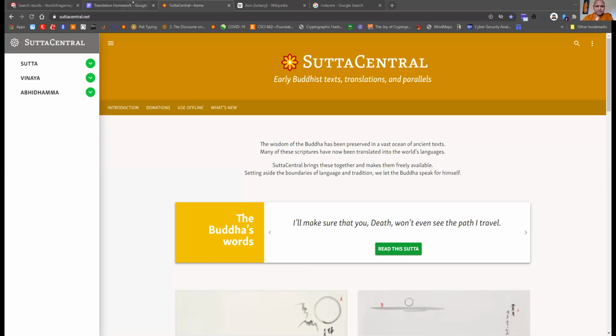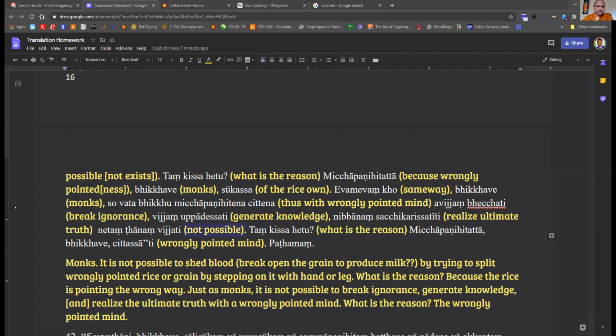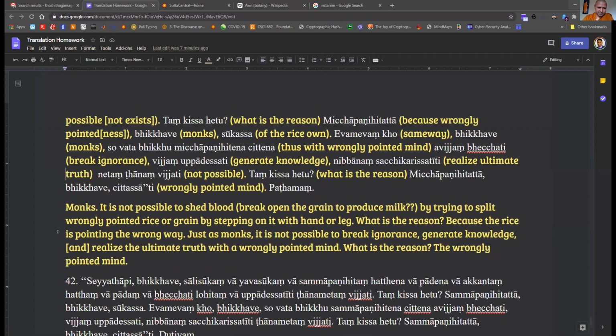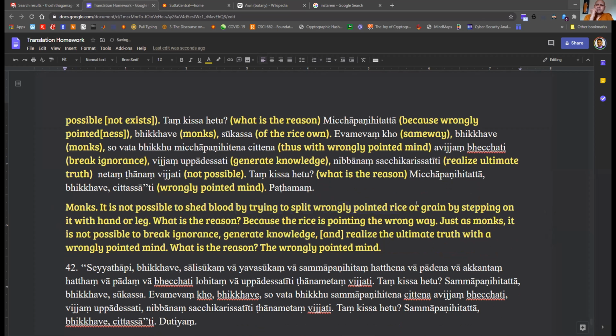So that's what I did as far as translation is concerned. I think I still have to correct a few things, but for the most part it seems good enough. I got the idea, maybe. I have to correct a few things here. Obviously, it's not possible to shed blood. So I'm going to take this part out because we are definitely not trying to crush it or unhusk it by trying to split wrongly pointed rice.